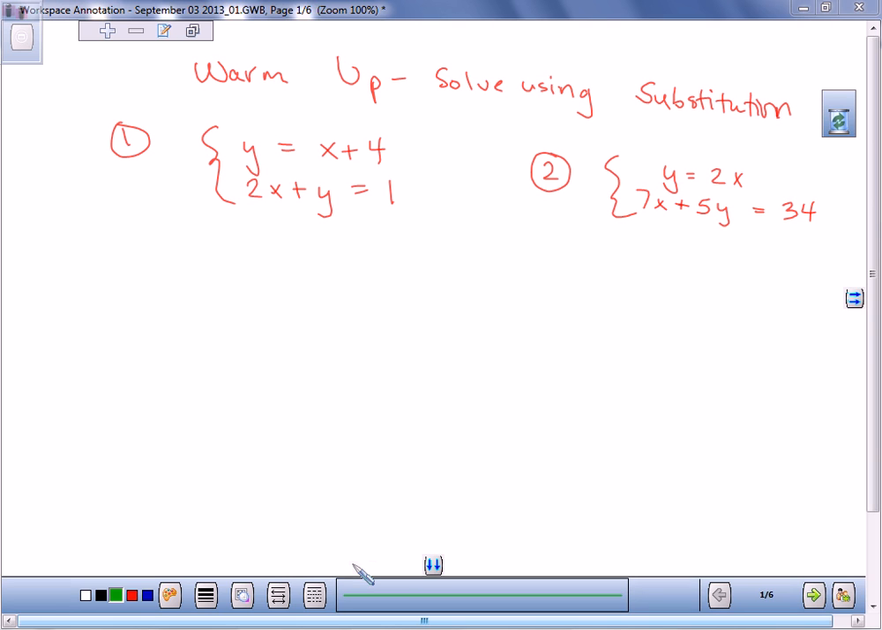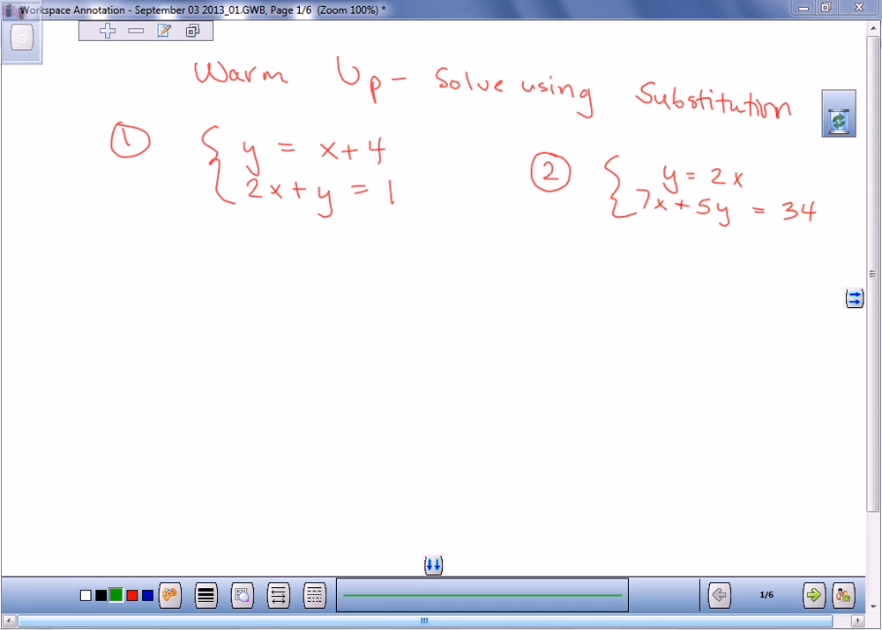Let's take a look at the warm-up for today. I'm actually going to do the first one on the warm-up with you, even though I am fairly certain that all of you can do this because you studied this last year.